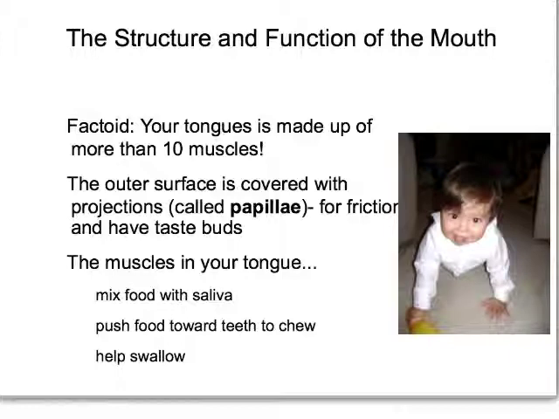The muscles in your tongue are going to, again, mix food with the saliva and push it forward towards the teeth and towards your molars so you can chew up the food. And it also puts the smaller food particles into what's called a bolus and pushes it back down your throat to help you swallow it into your esophagus.